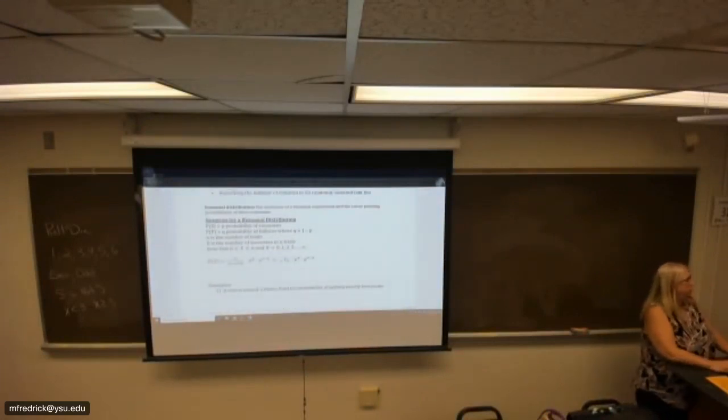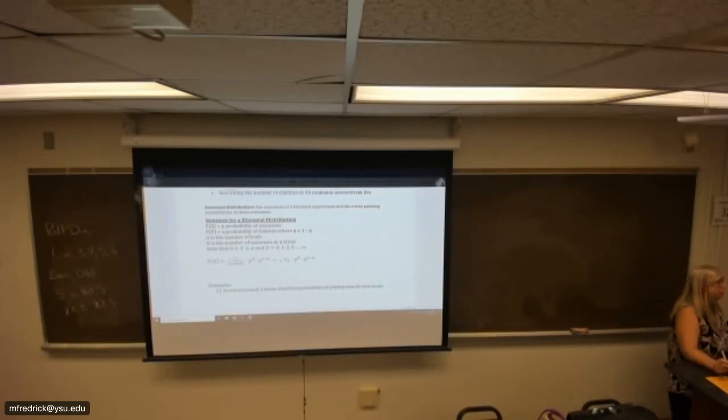In a binomial distribution, we look at the outcomes of a binomial experiment and the corresponding probabilities of these. P of S, they usually use a lowercase p for the probability of success. P of F, they use a lowercase q for the probability of a failure. And Q is 1 minus P.